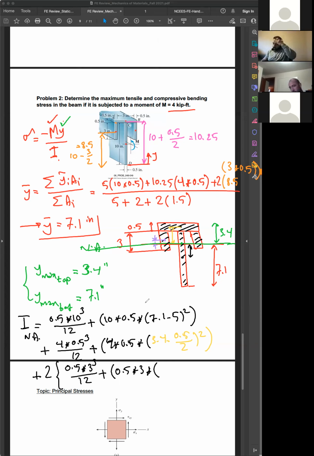So how can we find that? Does it make sense if I say this is 3.4 minus the half, minus 3 over 2? One more time, 3.4 minus half, minus 3 over 2. So it would be 3.4 minus half, minus 3 over 2.